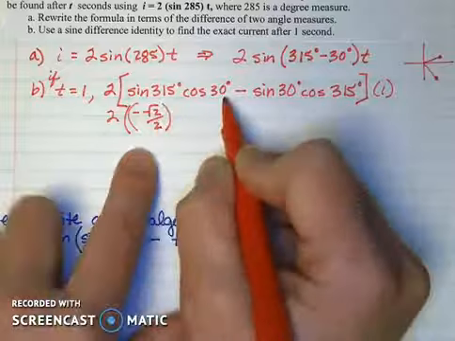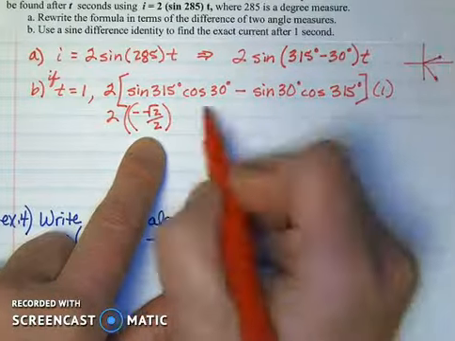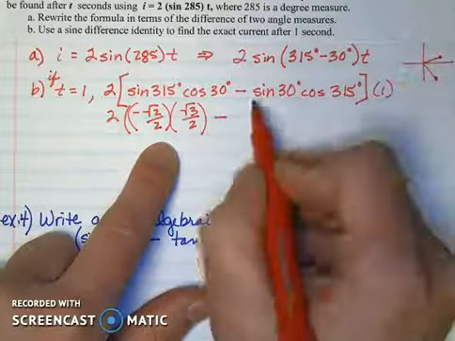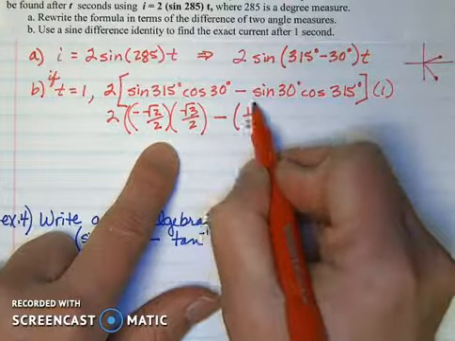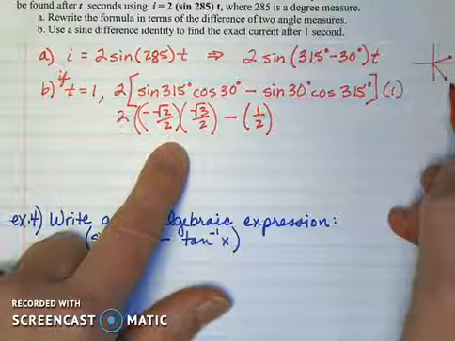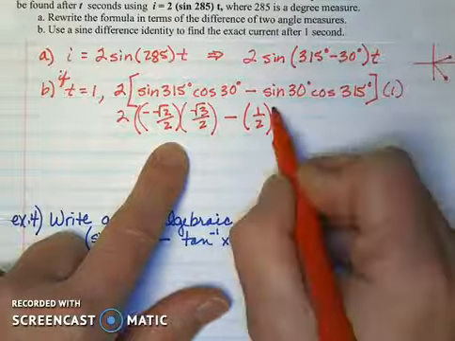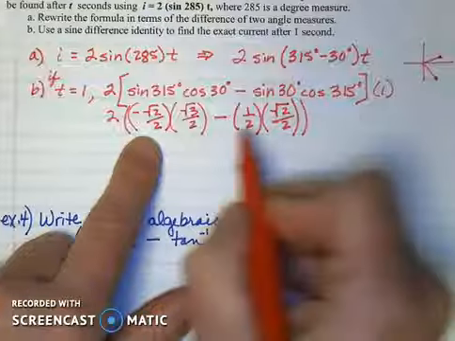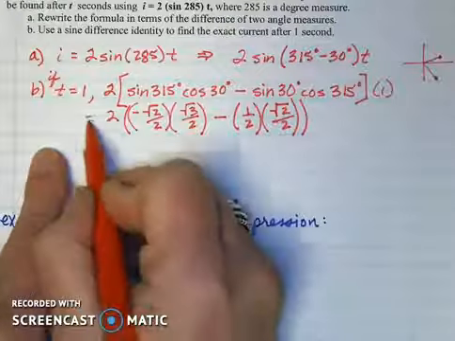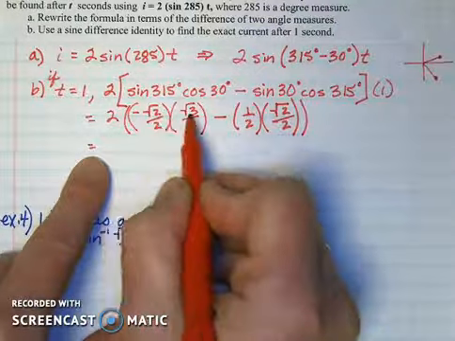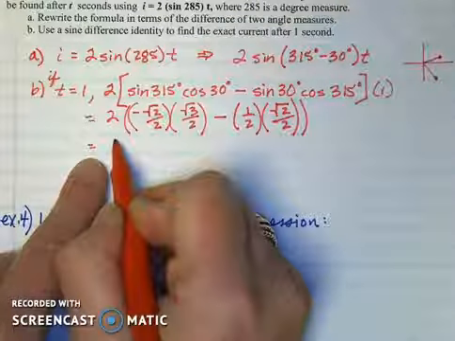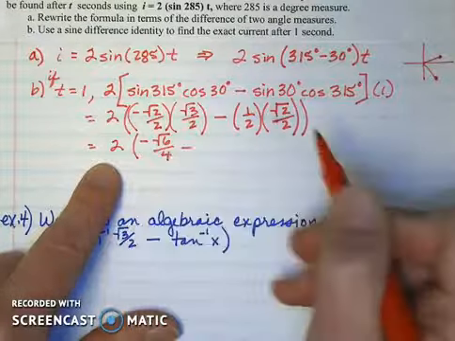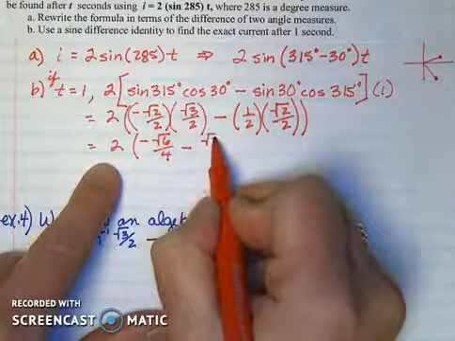times the cosine of 30, which is square root of 3 over 2, minus the sine at 30 is 1/2, positive 1/2, and the cosine at 315 is a positive square root of 2 over 2, positive x value. Now if I multiply that out, I've got 2 times, within here, that's a negative square root of 6, negative square root of 6 over 4, minus, this would be the square root of 2 over 4.